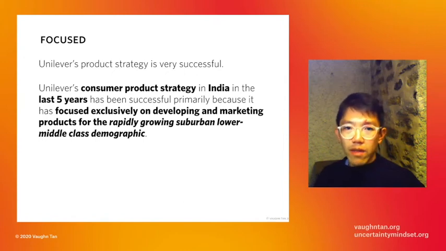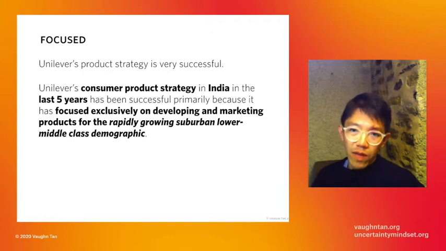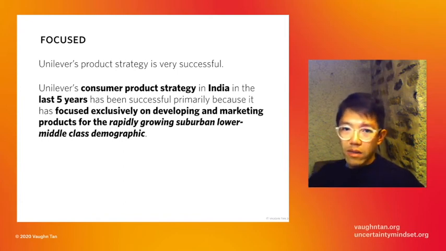And then once you've done that, once you've narrowed down not all of Unilever's products, but just the consumer products, not all of Unilever all over the world, but just in India, and not Unilever for all time, but just in the last 5 years, you can then make a claim about why Unilever's consumer product strategy in India in the last 5 years has been successful. It's because it's focused exclusively on developing and marketing products for the rapidly growing suburban lower middle class demographic. Again, notice that this statement is much more focused. You're not talking about all of Unilever everywhere, all products, all time. You're talking about part of Unilever's products in one country over a short period of time.